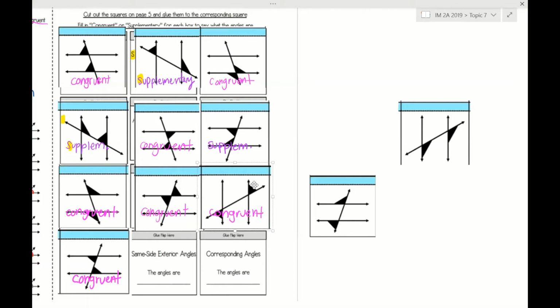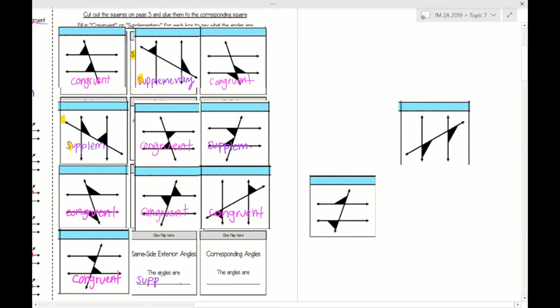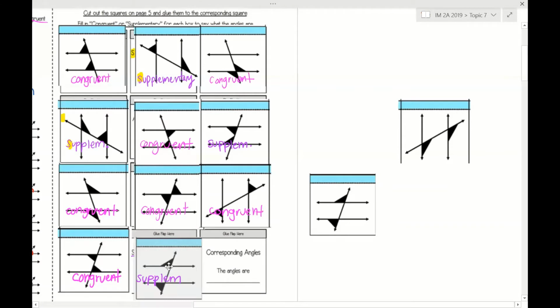Our last two are corresponding and same side exterior. So the same side exterior angles are supplementary angles. So whenever, again, we have that same side, that's when we identify things as being supplementary. And so looking at this, remember we talked about these, it was one interior, one exterior, so those are not same side exterior. And this last one, notice they're on the outside of the two parallel lines, which makes them exterior, and they're each on the left side of the transversal, so that's the same side piece.